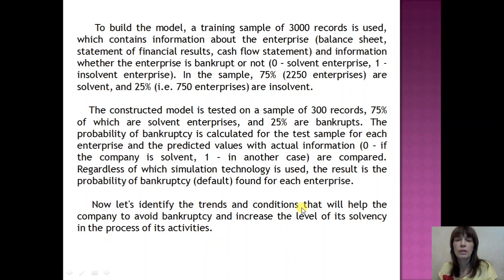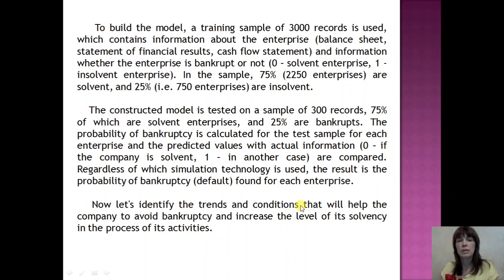In the sample, 75%, that is 2,250 enterprises, are solvent, and 25%, that is 750 enterprises, are insolvent. The constructed model is tested on a sample of 300 records, 75% of which are solvent enterprises and 25% are bankrupt.